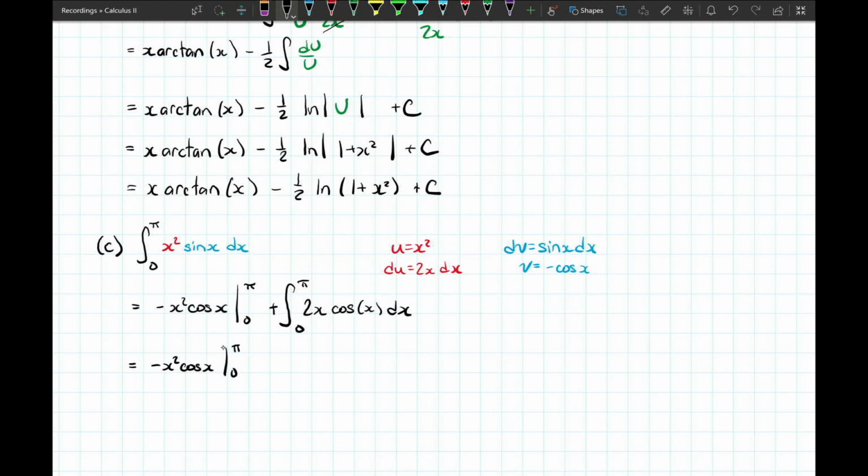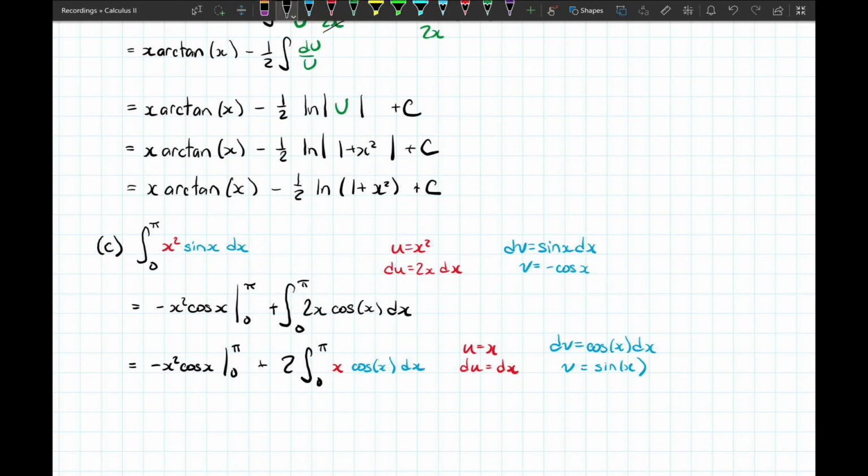Right away, we already know we can evaluate this since it doesn't need to be integrated. However, the right-hand side we will need to simplify and figure out how we integrate x cosine x from x equals 0 to x equals pi. You may notice again a product of an algebraic expression and a trigonometric function. So we should probably be using integration by parts once more.